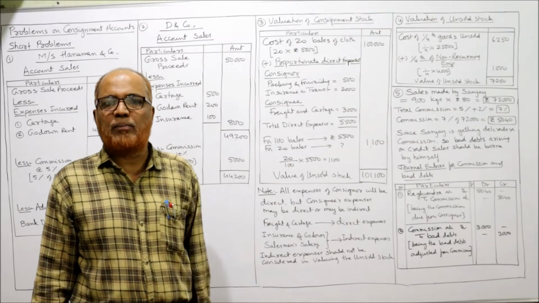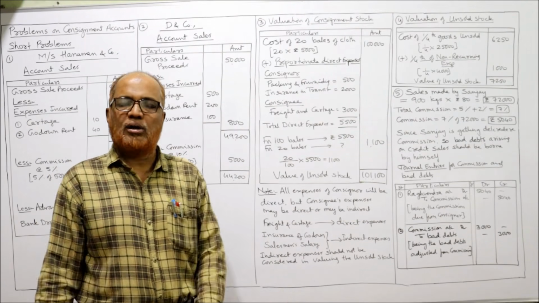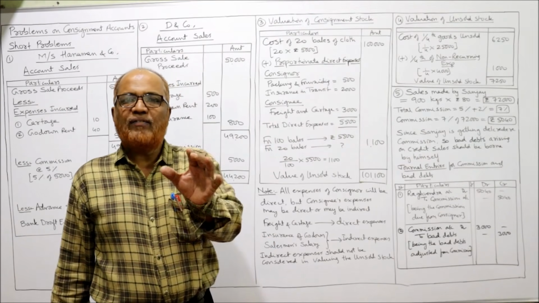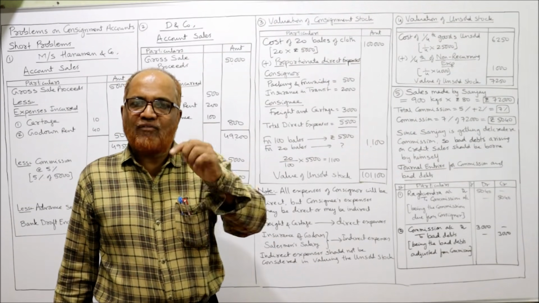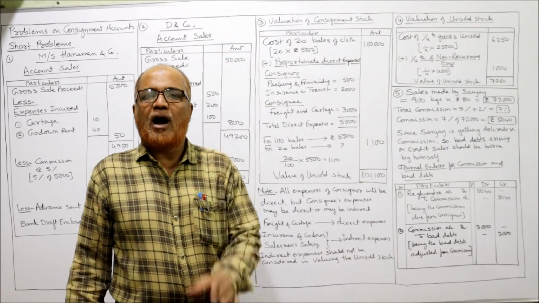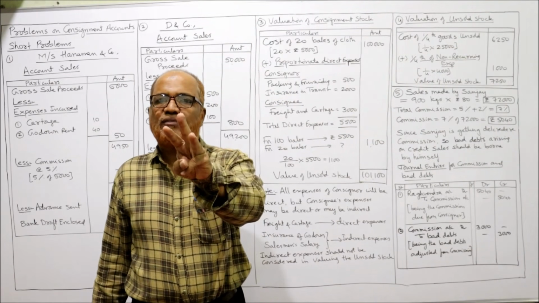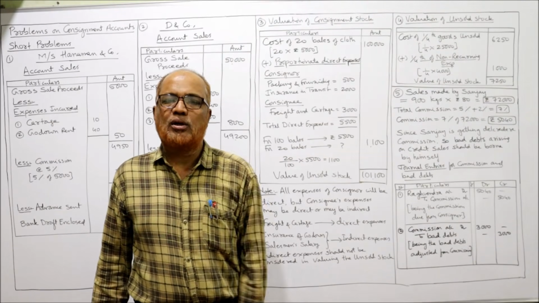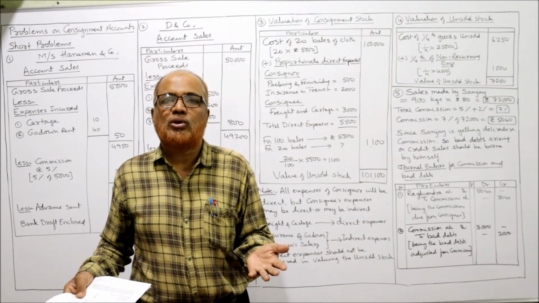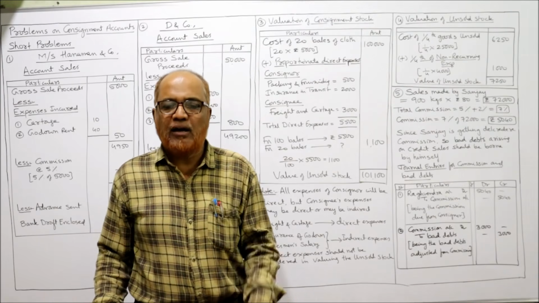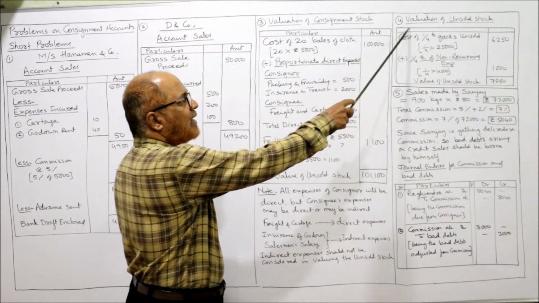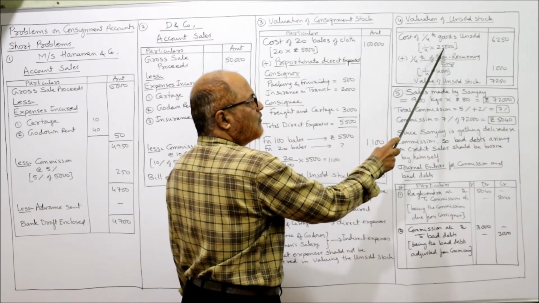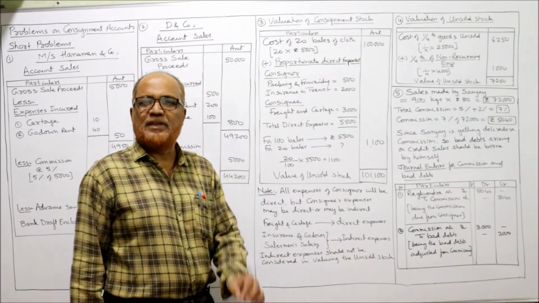Just like the previous problem, we have to find out the value of unsold stock. What is the total value of goods sent? 25,000. 25,000 is the total cost of goods sent by consignor to consignee. Out of that, 3/4 of the goods are sold. So how much is unsold? 1/4. 1/4 of the goods are remaining unsold. So see here, valuation of unsold stock, cost of 1/4 of goods unsold. So 1/4 of 25,000, 6,250. This is the cost.